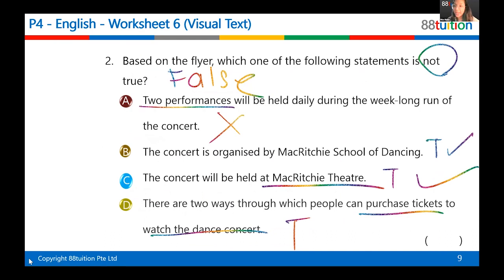2 performances will be held. There is no mention of two performances. Did anybody raise your hand? Did someone raise your hand? No one? Okay, yes. So A is the one that is not true, right?